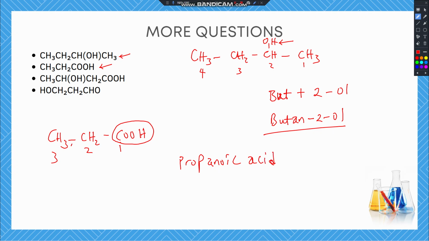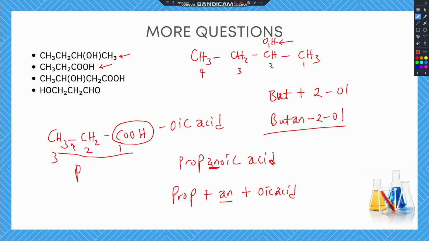And it is an alkane. That's why we have AN in the name. The suffix is oic acid. The base name is prop. And since it's an alkane, it becomes prop plus AN and then plus the suffix, which is oic acid. So now we have already named this. Yes, that's the name.